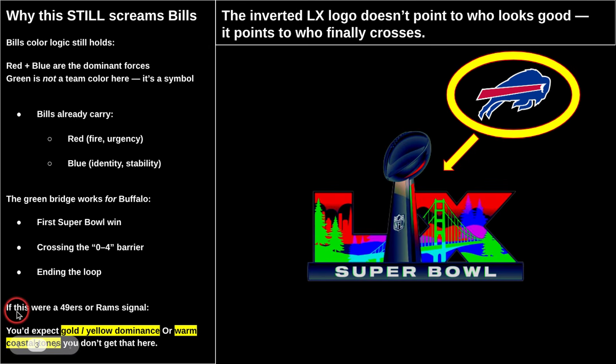If this were the 49ers or Rams, and this part here is important, you'd expect gold slash yellow dominance, or warm coastal tones. I highlighted the part too. You don't get that here. The gold yellow dominance, that's not in this logo. Warm coastal tones, that's not in this logo. This logo inverted streams Bills. It streams it loud and clear.